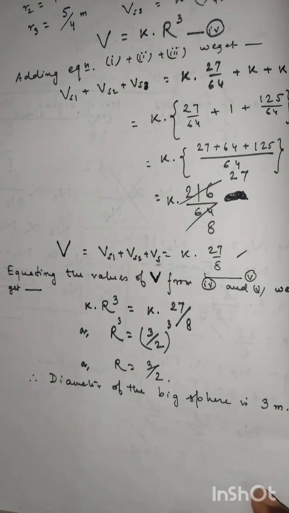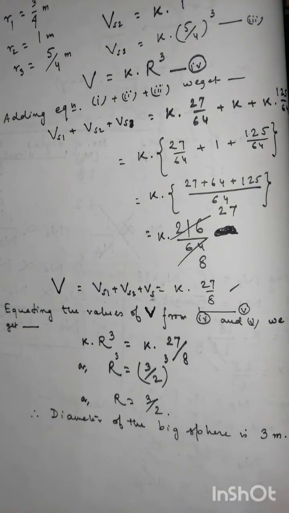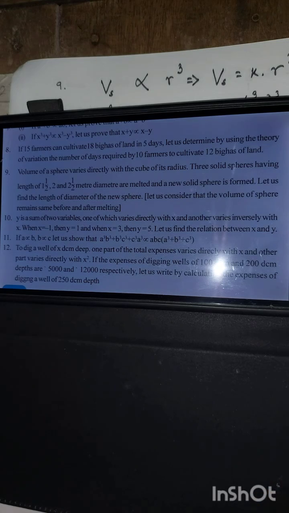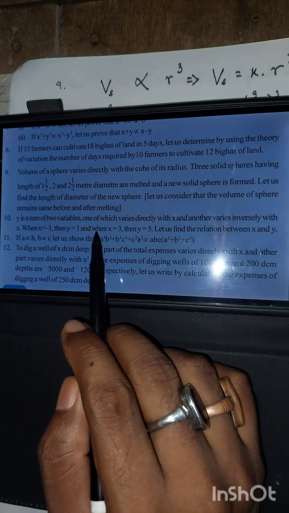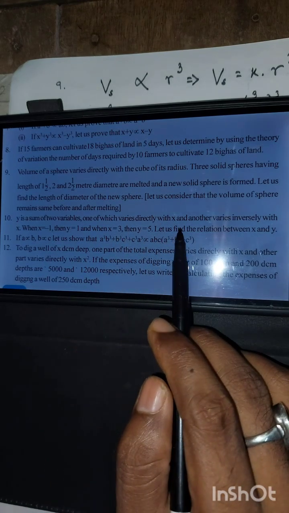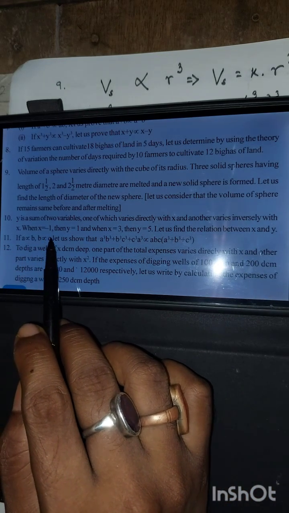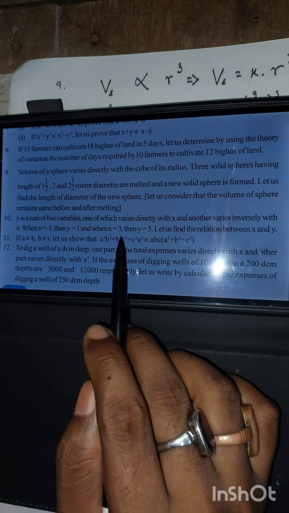Therefore the diameter of the big sphere is 3 meter. Let us do our next sum, that is question number 10. It says y is a sum of two variables, one of which varies directly with x and another varies inversely with x. When x equal to minus 1, y equal to 1, and x equal to 3, y equal to 5.